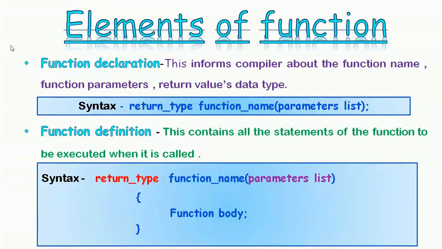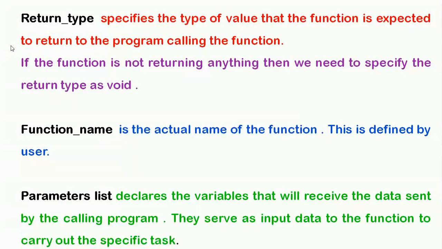Now the next element of function is function definition. In function definition, we need to write that code that is to be executed when the function is called. So syntax for function definition is return type, function name, and parameters list. And in opening and closing curly braces, we need to write the block of code or function body.